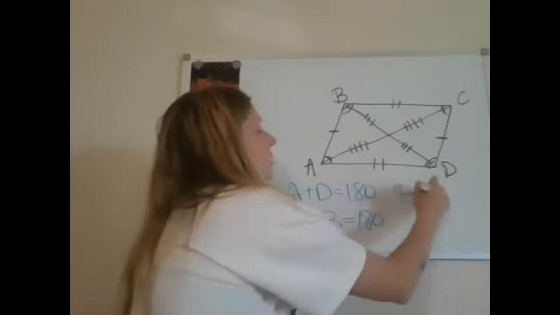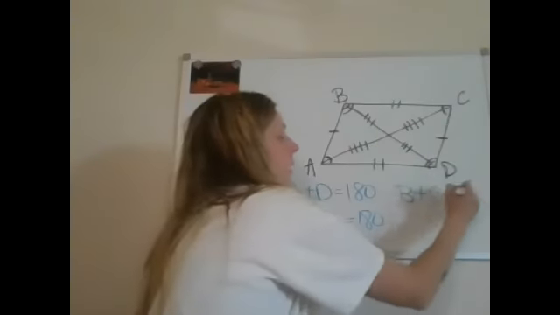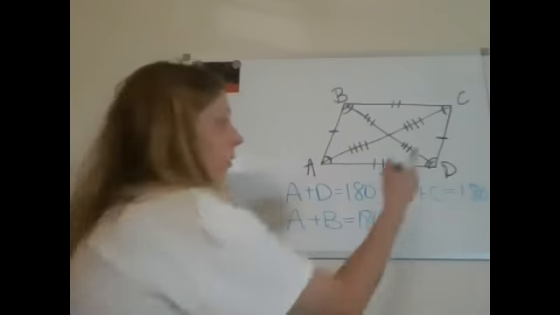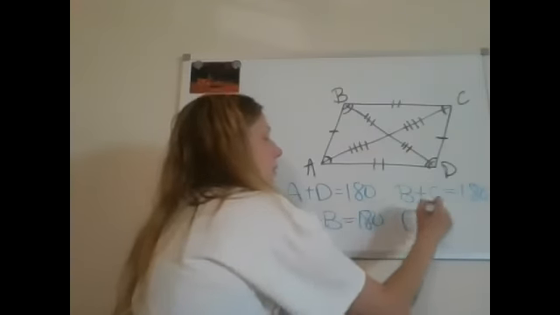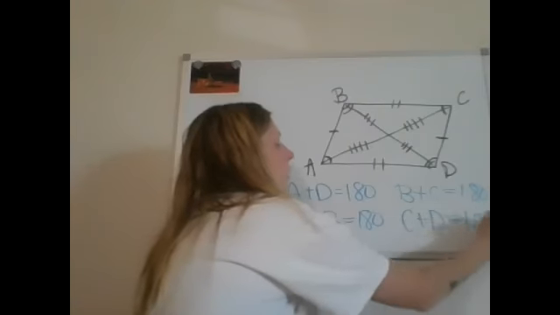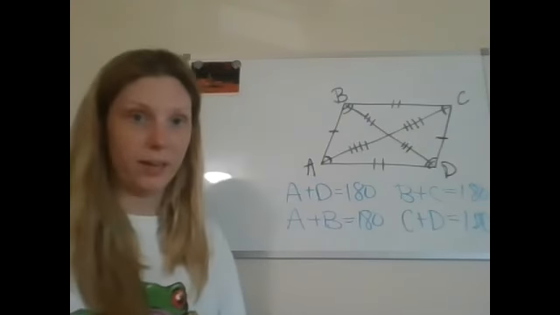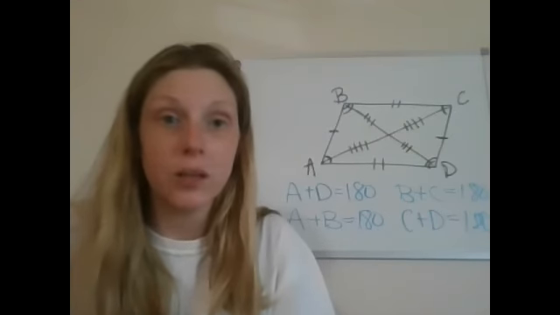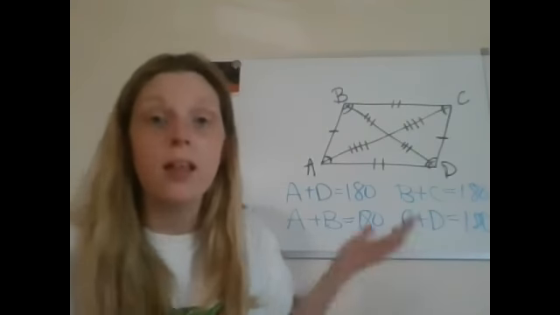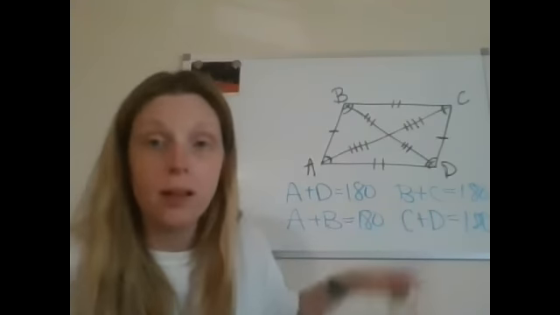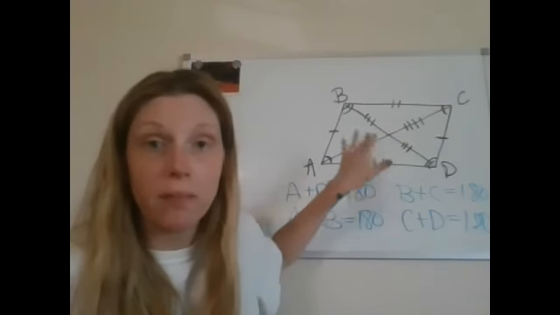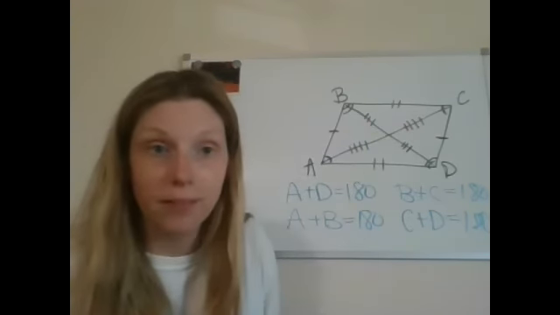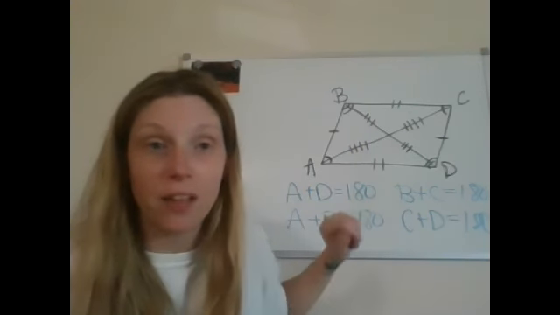Guess what? Angles B and C, right here, they're on that same line. They add up, and they would equal 180. And the last one, angles C and D, would also add up to equal 180. All right? So remember, anything that's opposite is equal. If it's consecutive angles, they're supplementary. Diagonals bisect each other, meaning it cuts it into two equal parts. Okay? One on each side of the other diagonal.